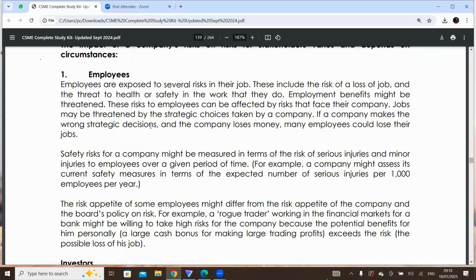Layoff. Exactly. They lose their job, right? Threat to their job, right? The second one is what? So let's read.